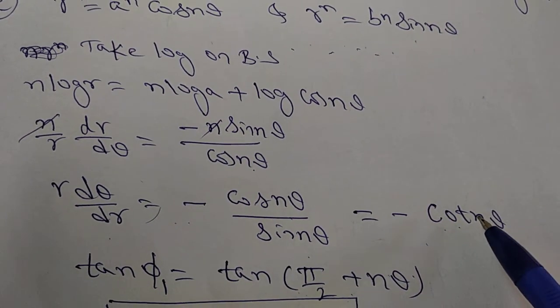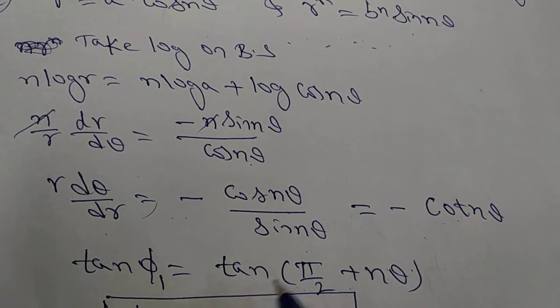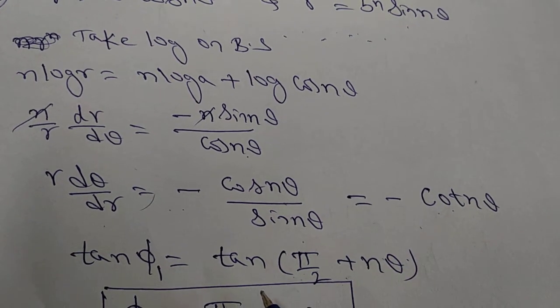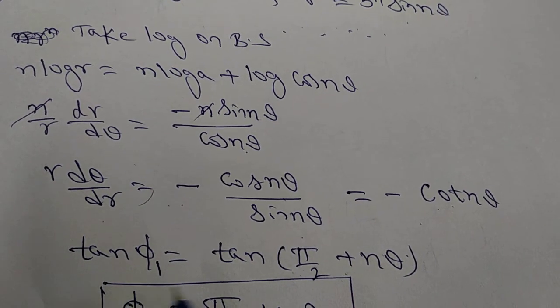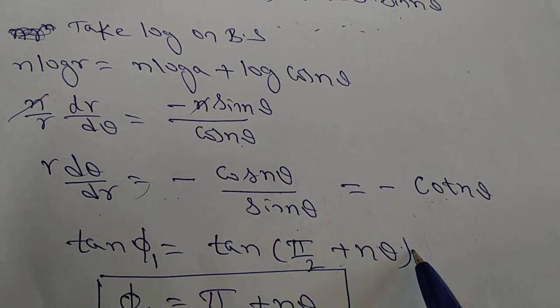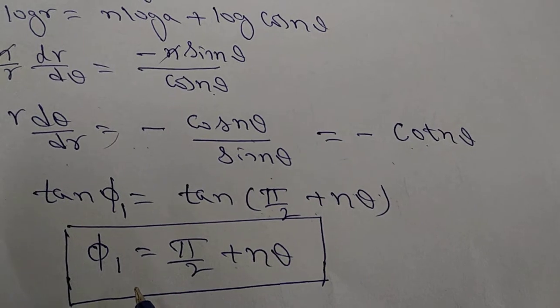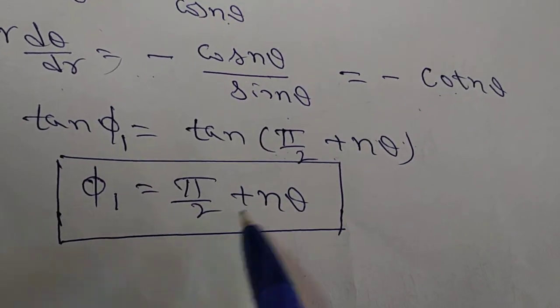Now left hand side tan is there, right hand side minus cot is there. How to write in terms of tan? Tan 90 plus theta. So that's why tan of pi by 2 plus n theta. So tan psi 1 is equal to tan of pi by 2 plus n theta. So therefore psi 1 is equal to what? Pi by 2 plus n theta.